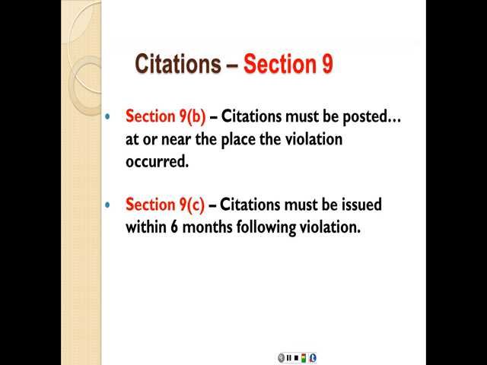Section 9C, citations must be issued within 6 months following the violation. If there's an inspection and the compliance officer or the inspector comes and they cite a violation, if you do not receive a written citation within 6 months, then it's gone. They have to give you a written citation within 6 months from the documentation of or the first observance of that violation.